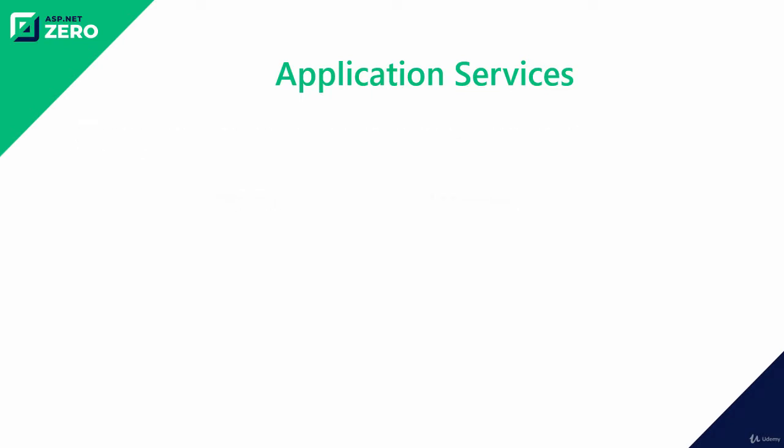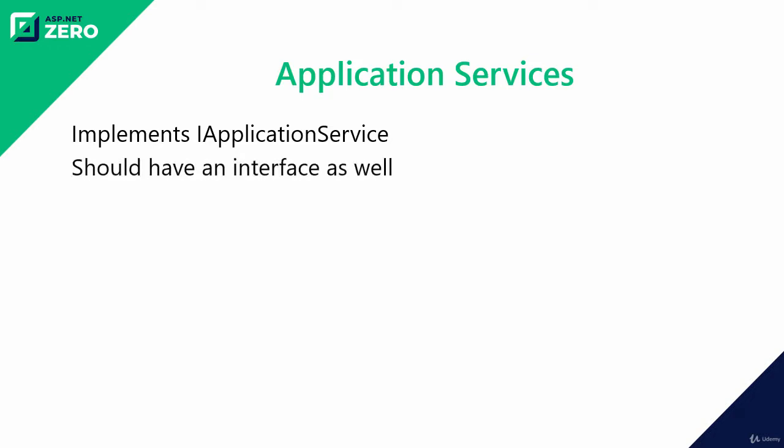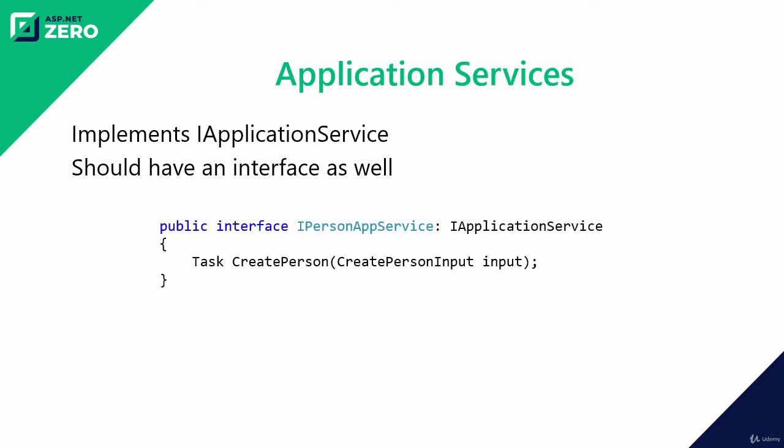Application services in ASP.NET Zero are implemented as classes which implement an interface called IApplicationService. That's probably a good name for this interface, isn't it? In fact, you typically don't implement this interface directly on your application service classes. Instead, you should create yourself an interface that describes the functionality of your application service. In this case, this will be IPersonAppService. In the interface declaration, we'll have a method called createPerson.